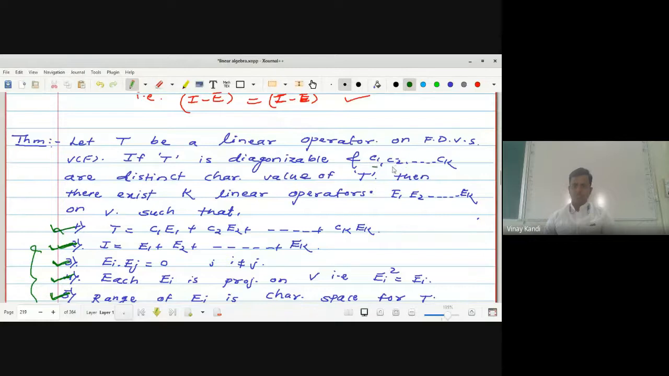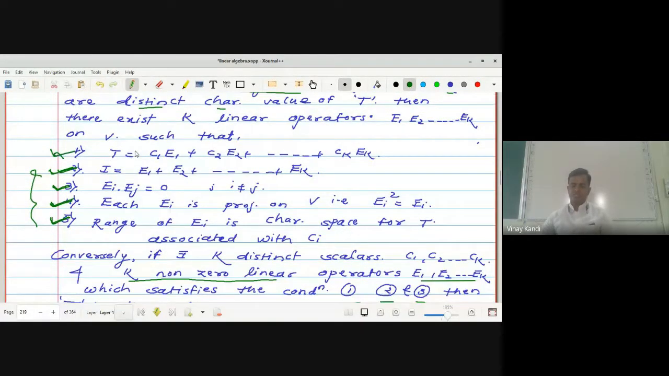C1, C2, up to Ck are distinct characteristic values. T is diagonalizable. Okay. And what is the C part? EI is the projection on V. Fourth and fifth. And what is the D part? The range of EI is the characteristic space corresponding to the characteristic value CI.